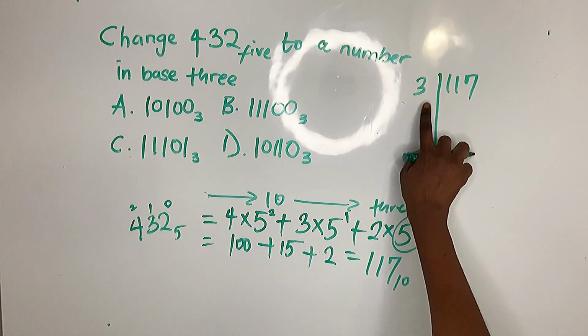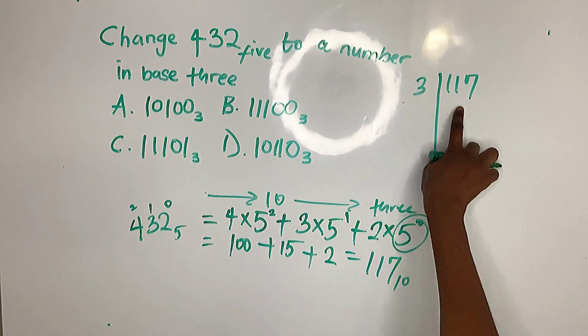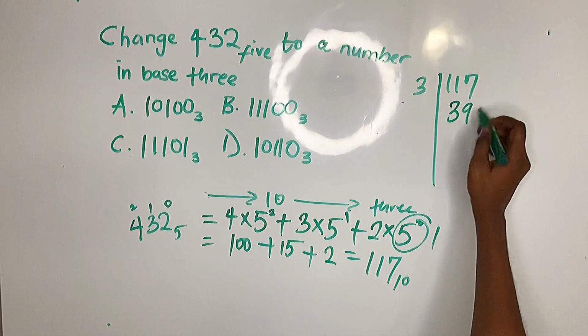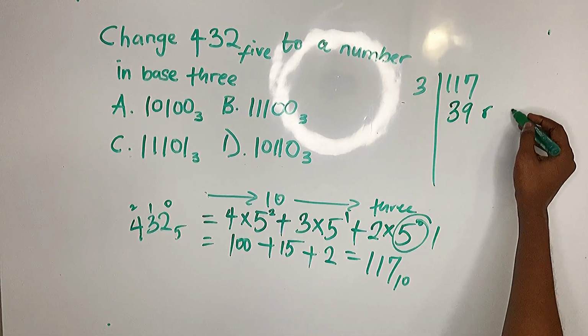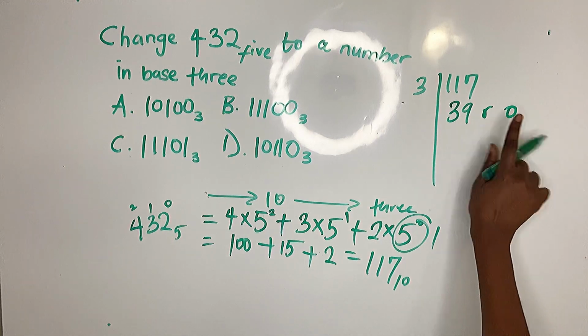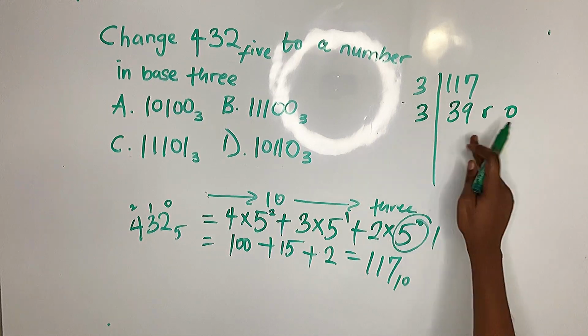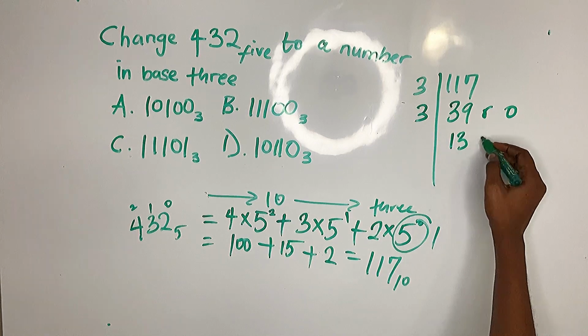The first one is 117 divided by 3. So how many 3s will you find in 117? That's 39, and there's no remainder. 3 times 39 will give you 117, so we write remainder 0. Continue with 3. 3 in 39 should give us 13, and there's also no remainder.